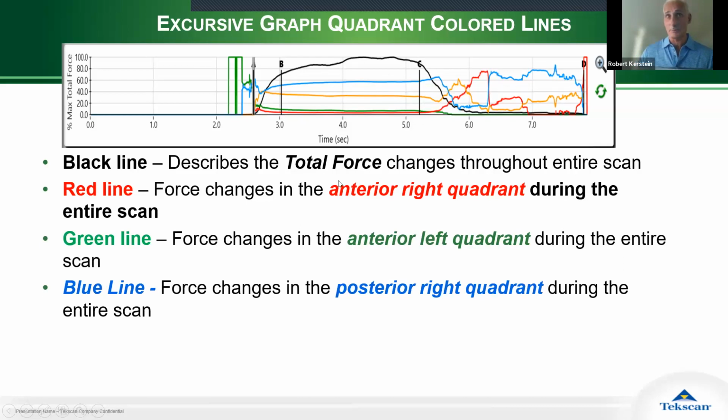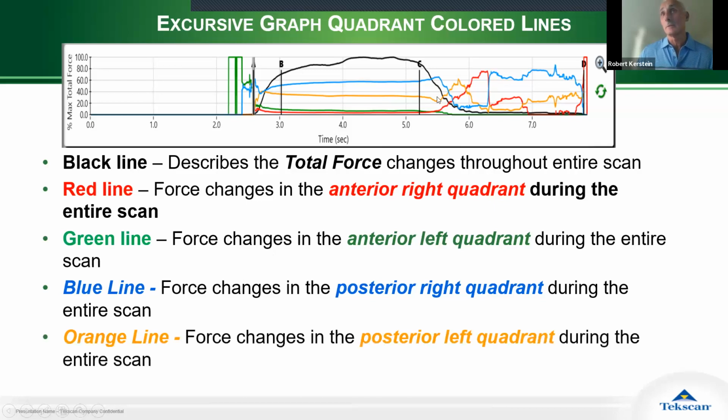So the posterior right is very involved in this patient's excursion to the right, and the orange quadrant, which is the balancing side, loses some force, but then gets in the way, the forces rise, and then it dissipates almost to 0, but it hangs around. So there's balancing side contact that actually worsens over time. There's working side group function that worsens over time. And then finally, right here, where the D line is at the red quadrant reaching 100%, does the anterior guidance take over.